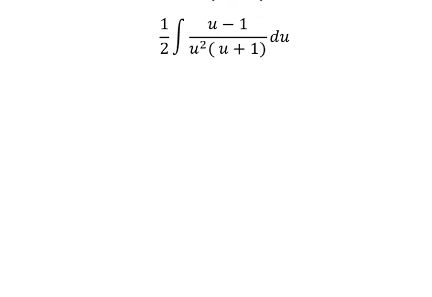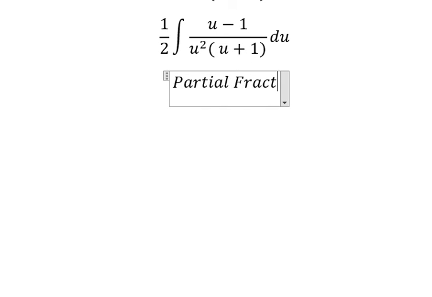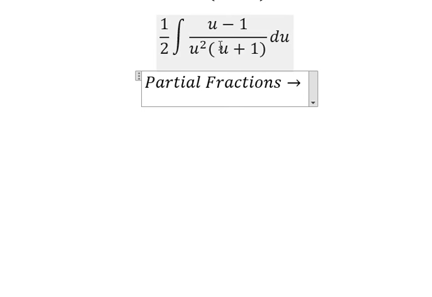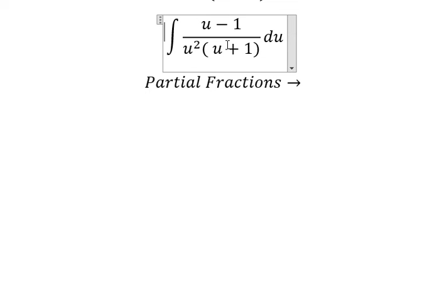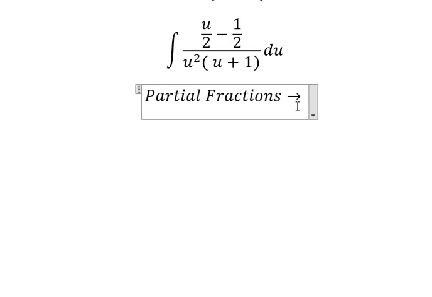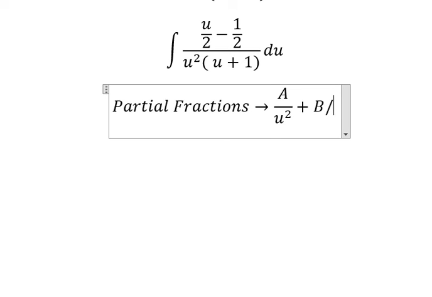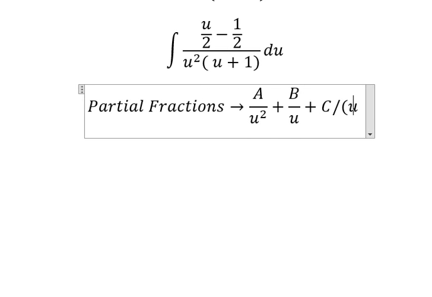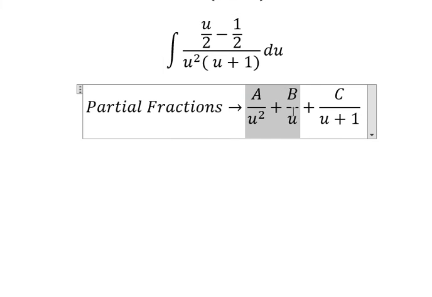Next, we need to use partial fractions. So in this situation, I will put 1 over 2 go to u and negative number 1. So I will put a over u square, b over u, and c over u plus 1. Because we have the power 2 in here, that's why we have 2 fractions. And later we need to reduce the power from number 2 to number 1.